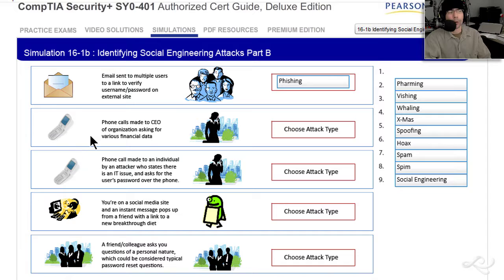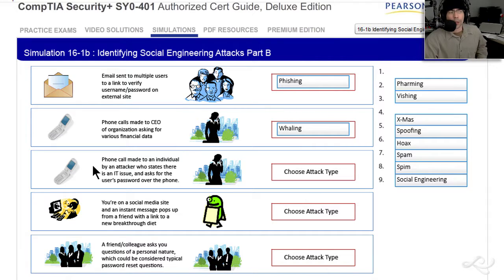The second one: phone calls made to the CEO of an organization asking for various financial data. Well, when we're dealing with the phone, we may still be doing a type of phishing for information. But the key here is we're dealing with the CEO. We're trying to get the high-powered individual, and these are also known as whales. So this is going to be called whaling. When you're whaling, you're going for people with a lot of power, responsibility, authority, knowledge, whatever. And you're trying to get information, in this case, financial data. It's known as whaling.